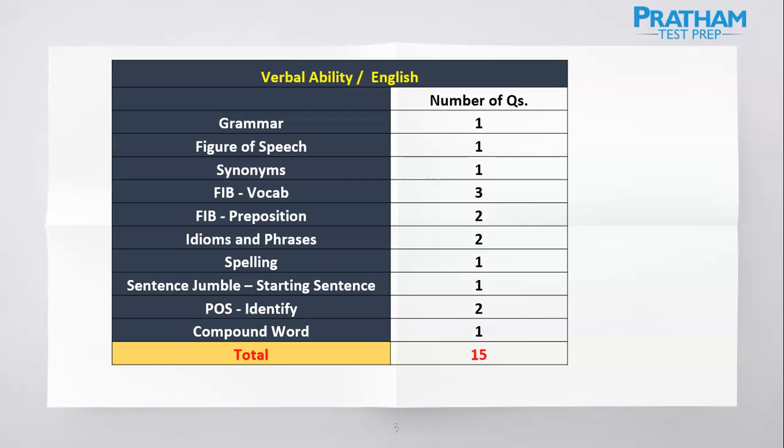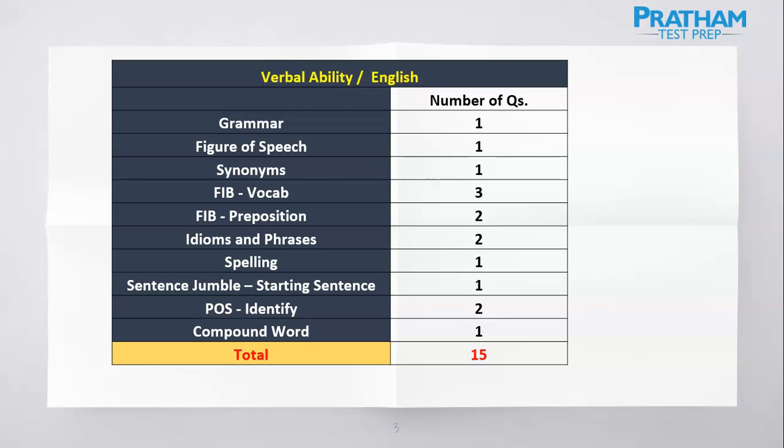You had a good number of questions, 15 questions spread among different sections. For example, when I refer to grammar, you have figure of speech, synonyms, an FIB and so on. When I talk about grammar, you had only one question. Then you also had figure of speech, one question again. Synonym, yes, you had one question. Fill in the blanks was divided into 2 portions. One was all about vocabulary and the second was all about prepositions. That means we were supposed to supply a little grammatical reference. Idioms and phrases, you again had one question, and one on spelling.